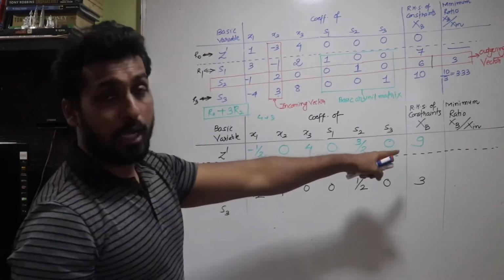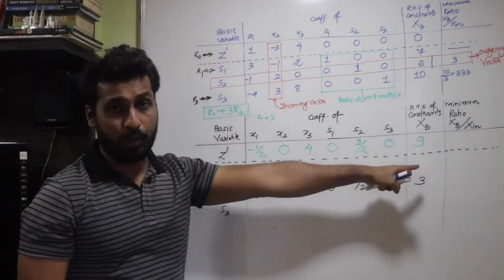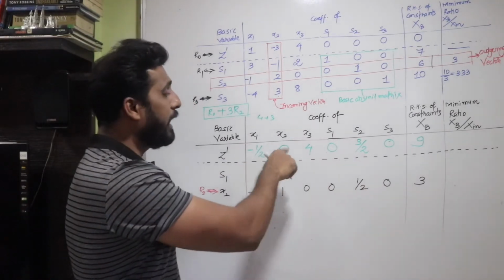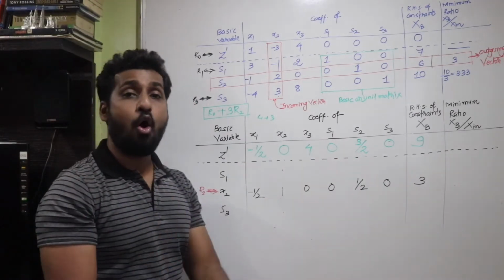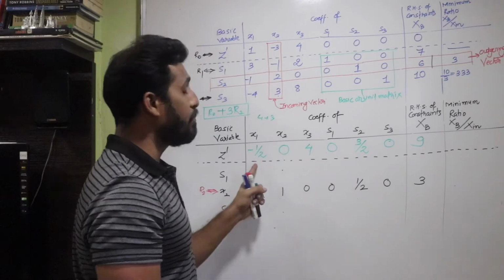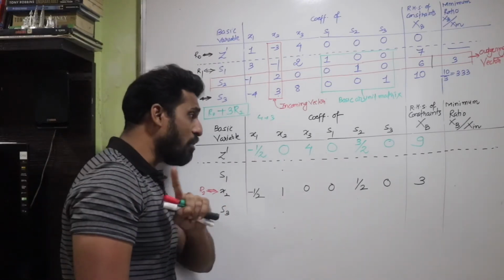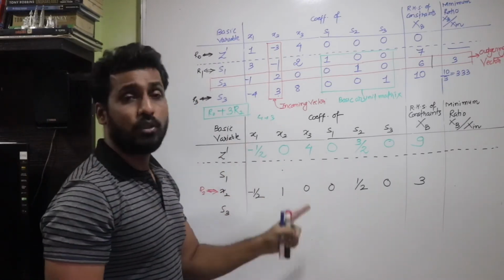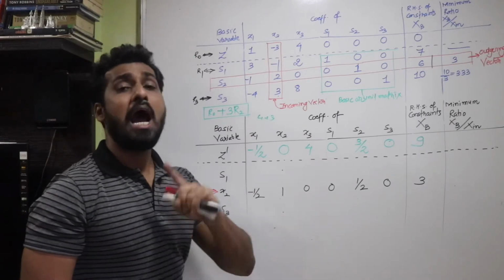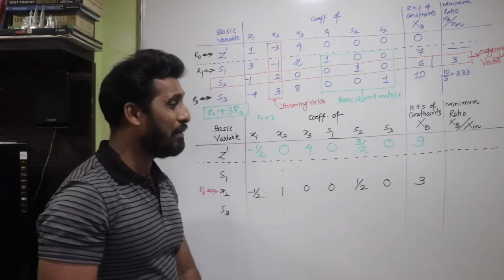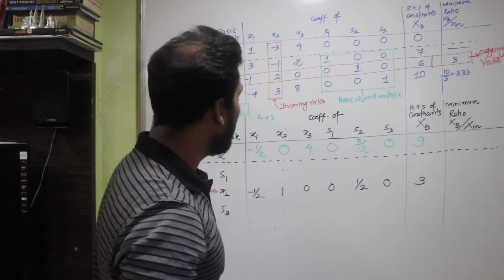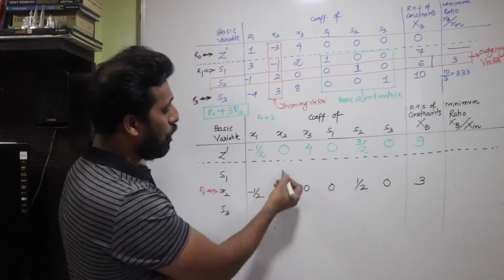That is what the value of XB has come, but it is not the optimum solution because every entry in the row of Z dash should be non-negative. And I can see that minus 1 by 2. Because of minus 1 by 2, this solution is not the optimum solution. I have to make one more simplex table. So at this moment, let's proceed further. I have to change these values also to make them 0.